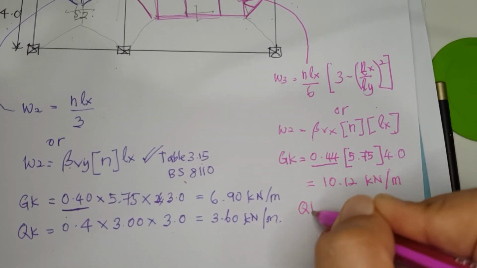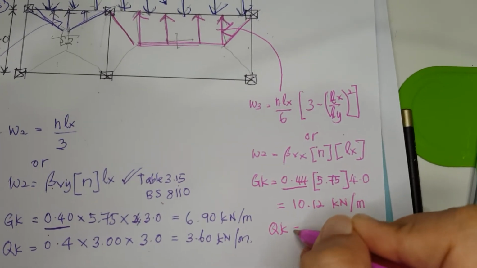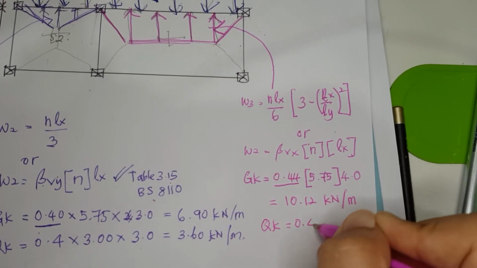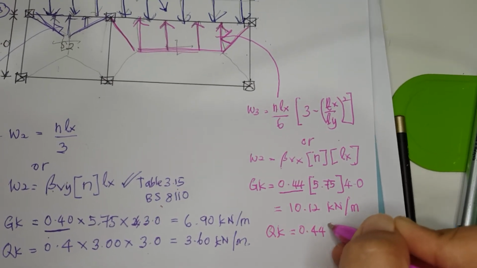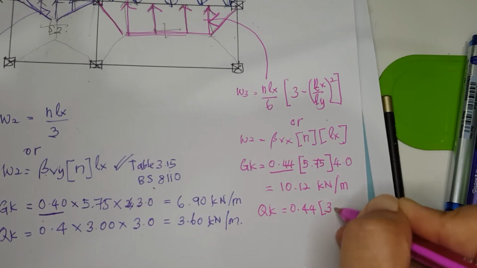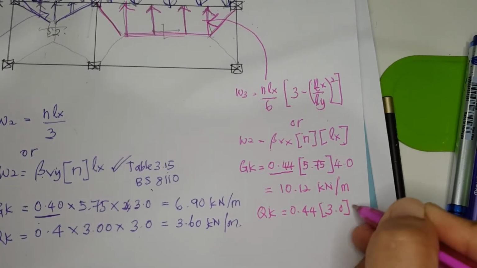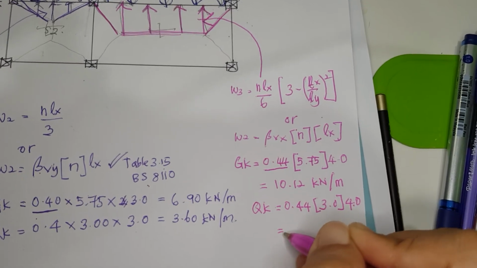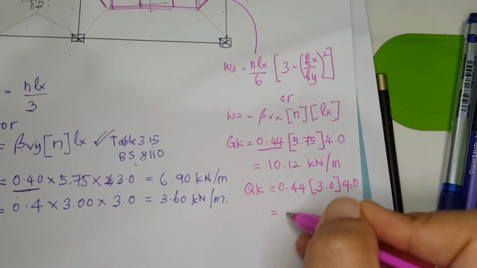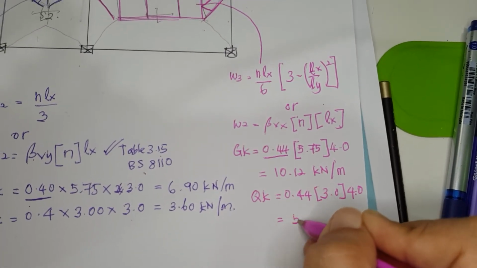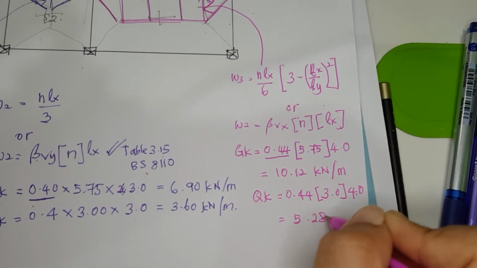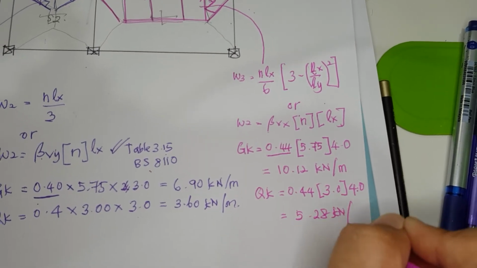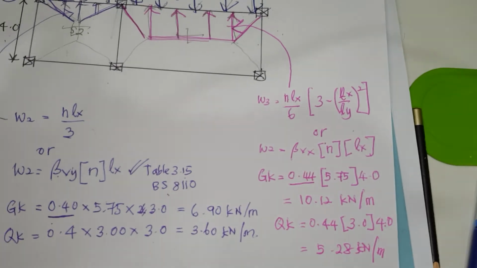Meanwhile, for our QK is 0.44 multiply with 3 multiply with 4. So QK for slab number 3 is 5.28 kilonewton per meter.